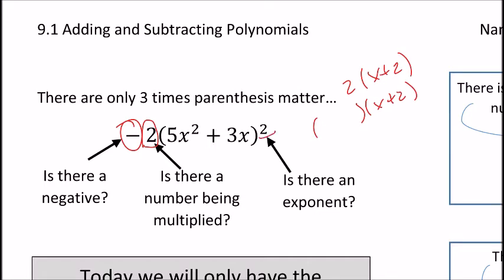The third version is if we have an exponent. That also matters. We just talked about exponent properties. You had something like this, 2x, and we put a squared out there. Those parentheses matter, right? Because then we did 2x times 2x. So those parentheses mattered. Today we're going to decide, do parentheses matter?